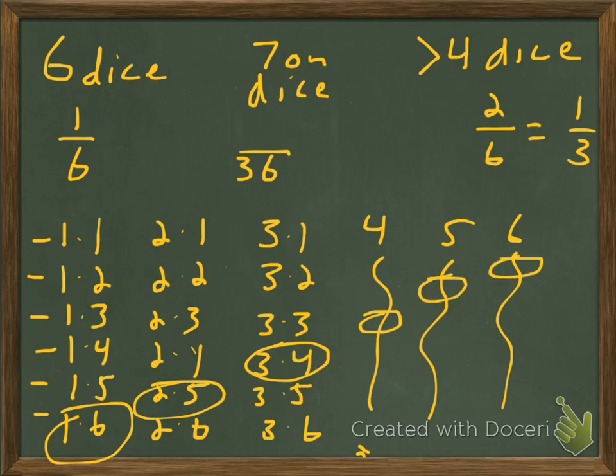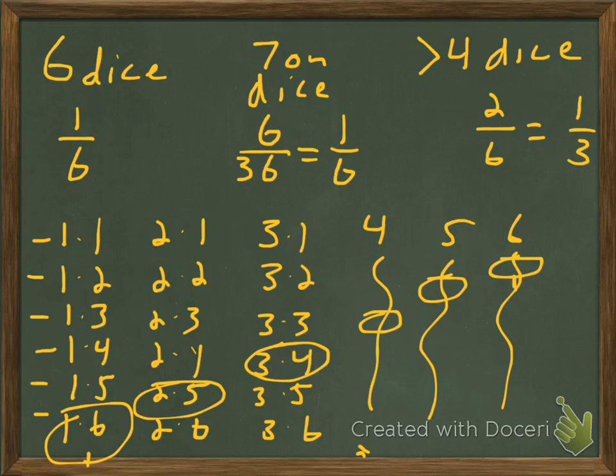It's important to remember there's a difference between 1 and 6 and 6 and 1. 1 and 6 means the first die landed on 1 and the second die landed on 6. 6 and 1 means the first die landed on the 6 instead. So they flipped places. There are 6 different ways to get 7. What does that reduce to? 1 over 6.